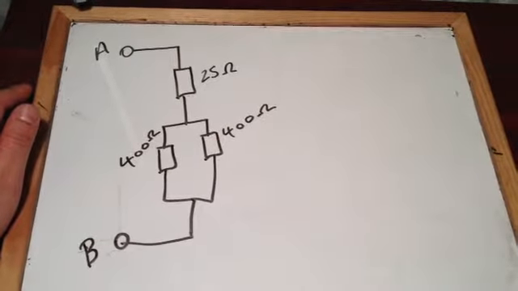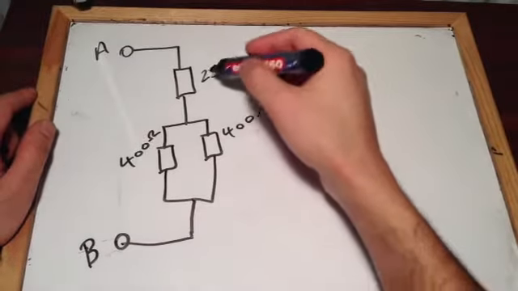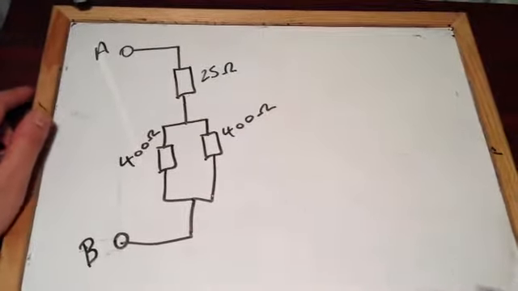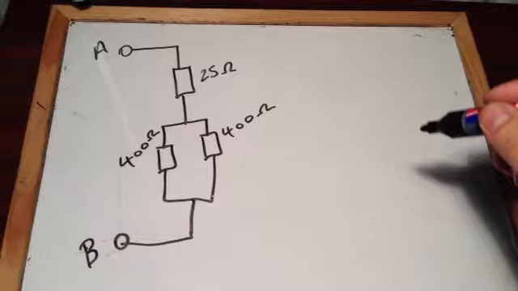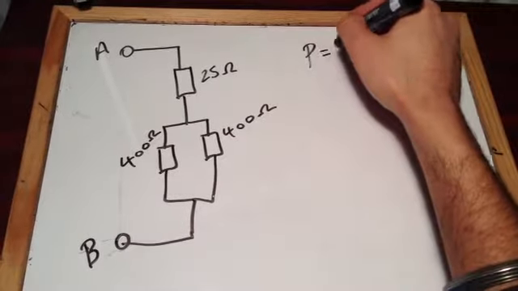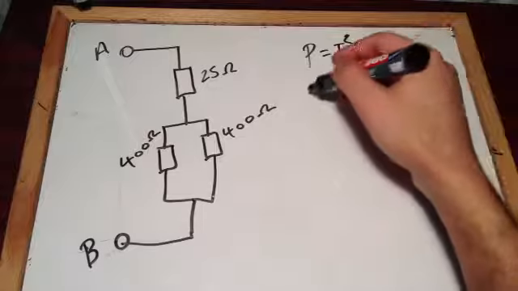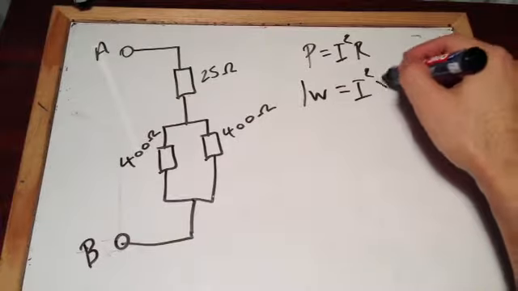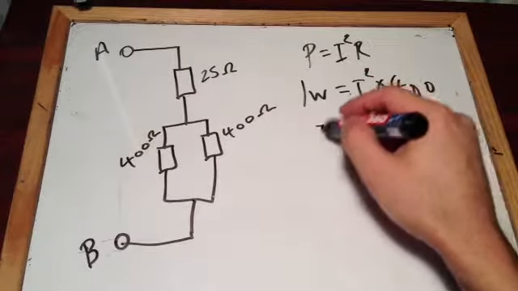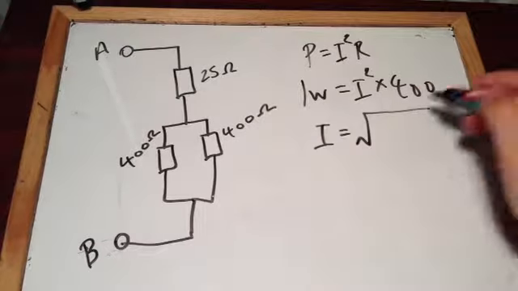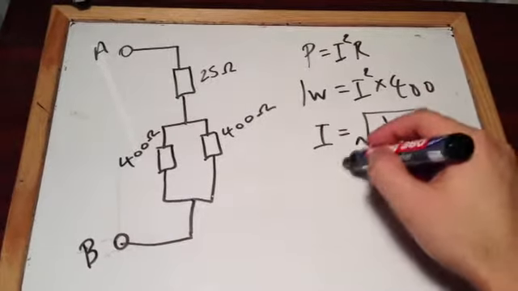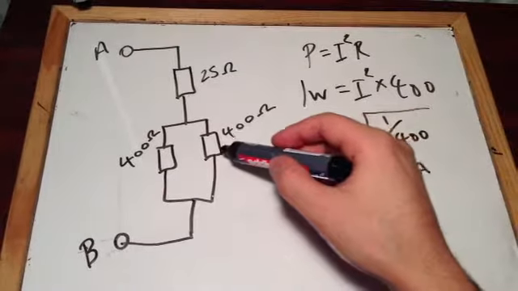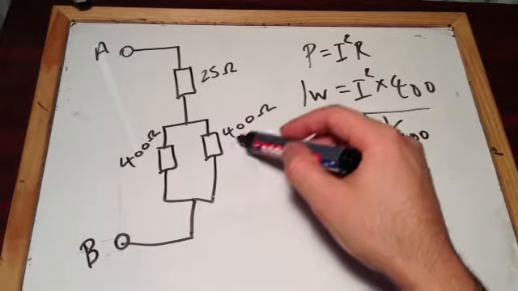The second part of the question says calculate the current going through the 25 ohm resistor. So you're trying to calculate the current going through this one. You've already calculated the current going through a single 400 ohm resistor, using power equals I squared times R. The power of the resistor is 1 watt, so 1 watt equals I squared times 400. So I equals the root of 1 divided by 400, and the answer is 0.05 amps. That's how much current is going through one of these 400 ohm resistors.